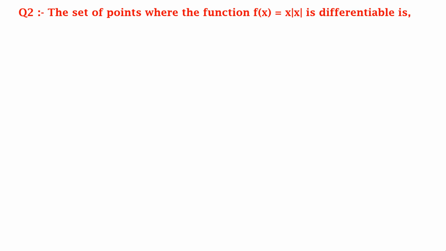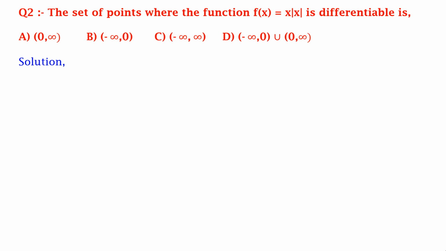Second question. The set of points where the function f(x) = x|x| is differentiable is: the options are A. 0 to infinity, B. Minus infinity to 0, C. Minus infinity to infinity, and D. Minus infinity to 0 union 0 to infinity. Solution.